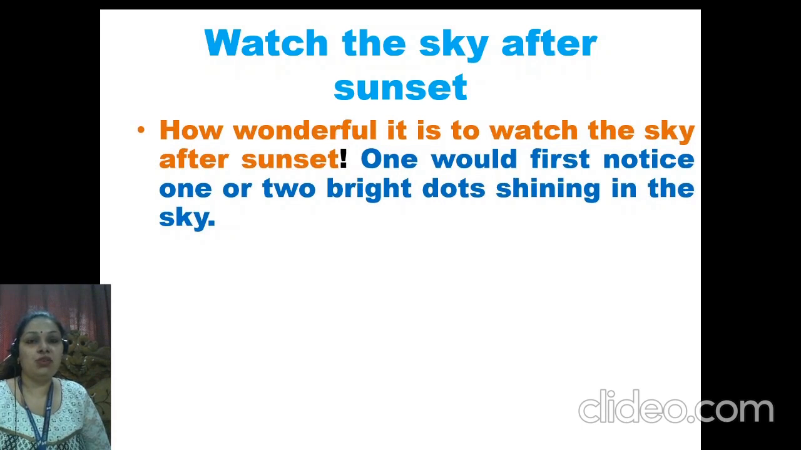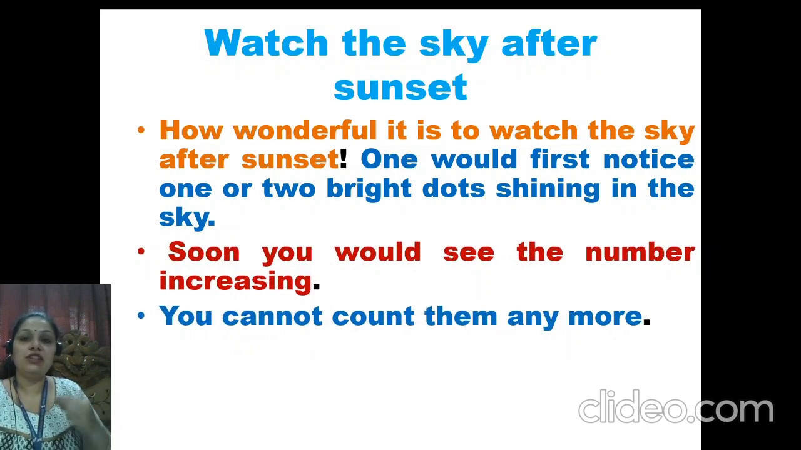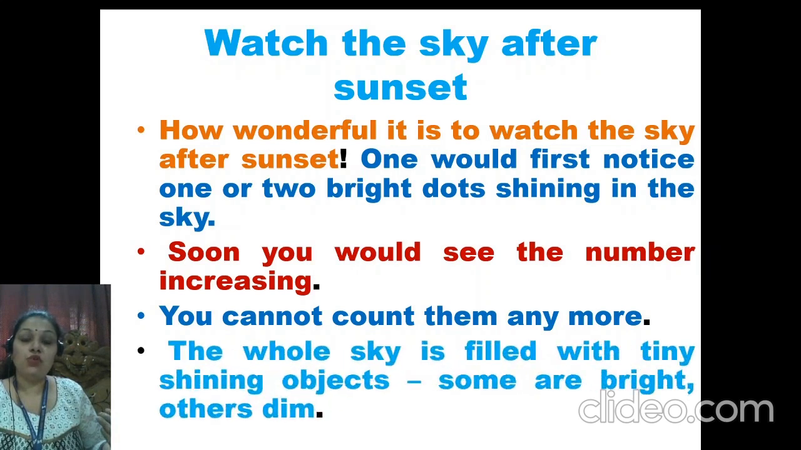How wonderful it is to watch the sky after sunset. When the night is there, how beautiful it looks to watch the sky. Sometimes you see only one bright dot shining. After some time you will see three or four dots shining. As the night goes on, the shining dots will increase in number. You cannot count them anymore. So many dots are there, they are uncountable. The whole sky is filled with tiny shining objects. Some are bright and others are dim.